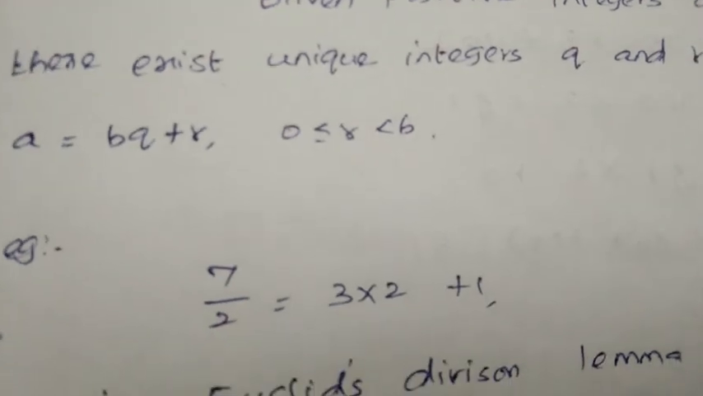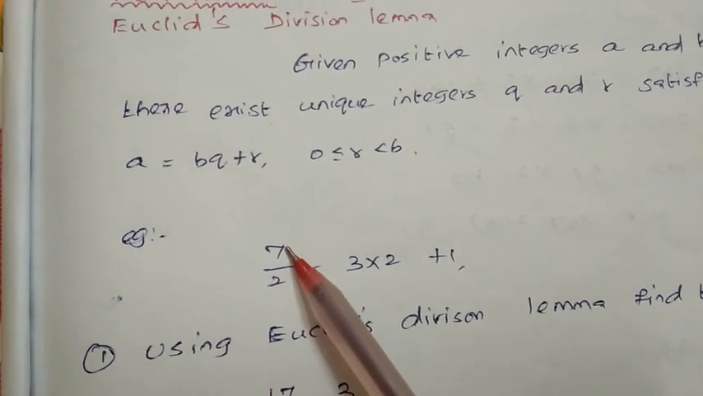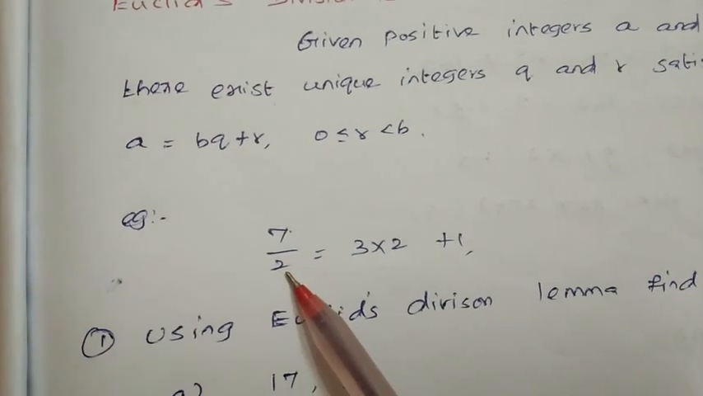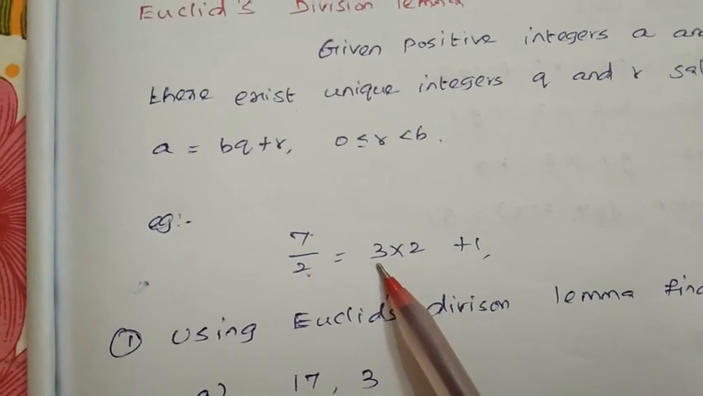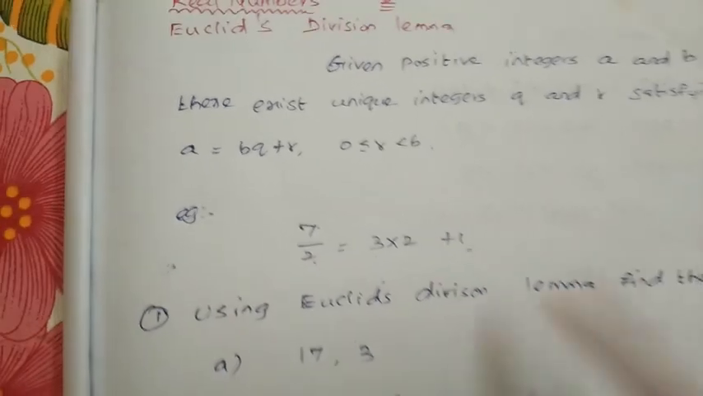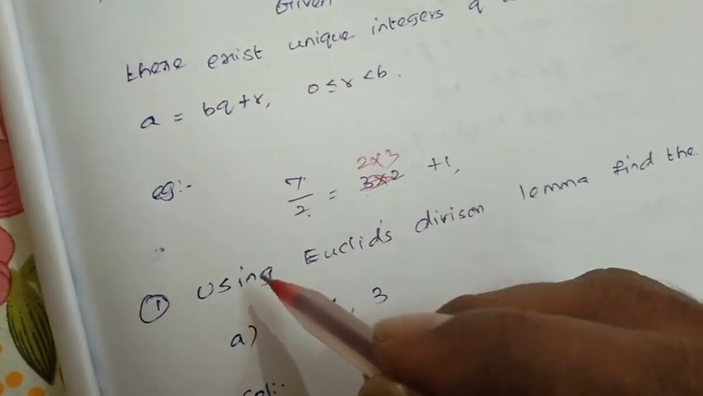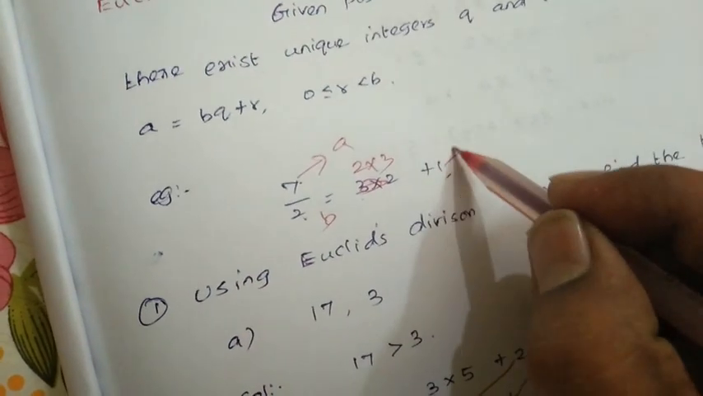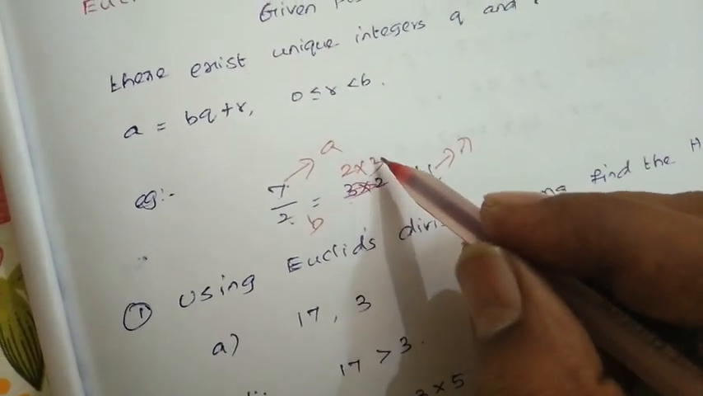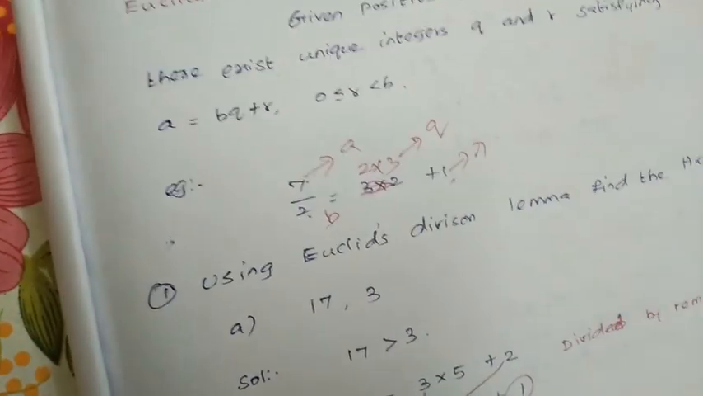Already you know that if you have any number, here given as 7, you are going to divide by 2. You can write it as 3 into 2 plus 1, or you can write 2 into 3 plus 1. Now this one is A, this one is B, this one is R. So now this 3 is the quotient. That's all. Like that you can divide one number by another number.